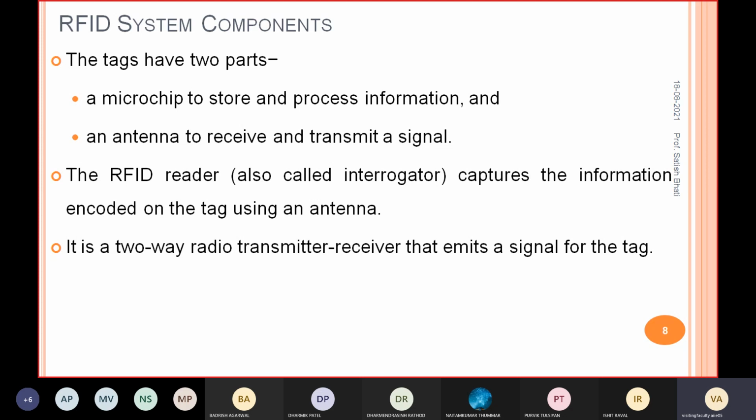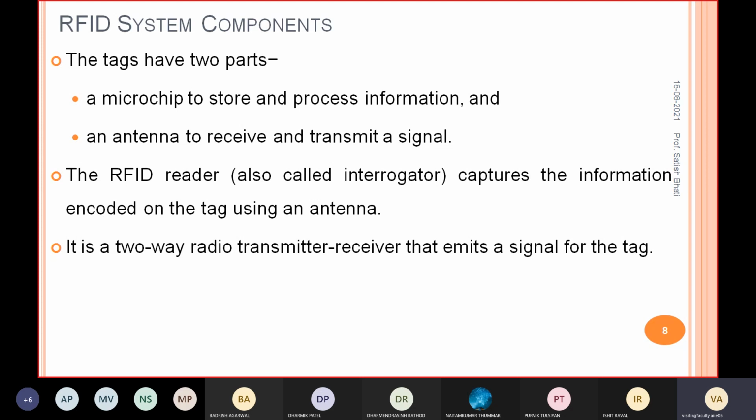So this chip will have memory as well as the controlling unit, or microcontroller, you can say, and it has an antenna to do the communication, like to receive the signal and to transmit the signal, right? And that signal is nothing but the data.